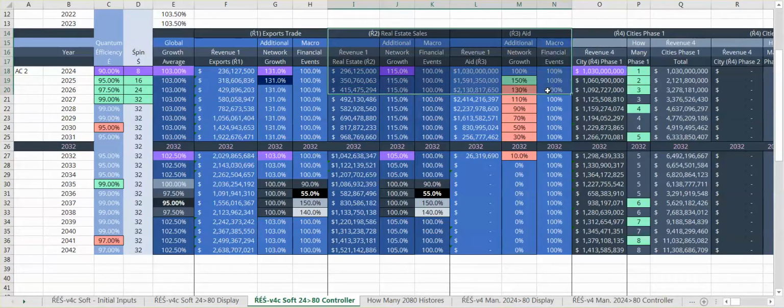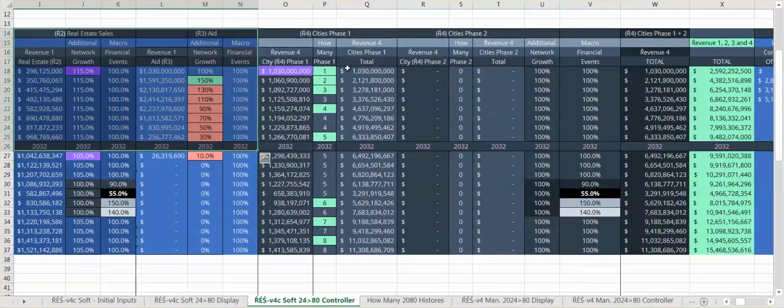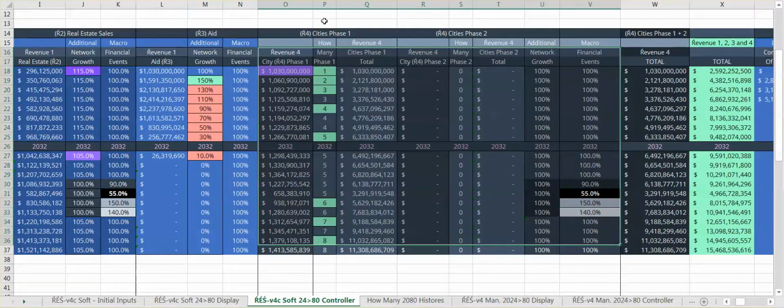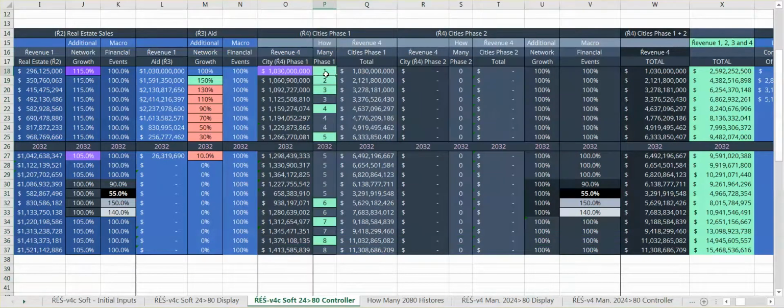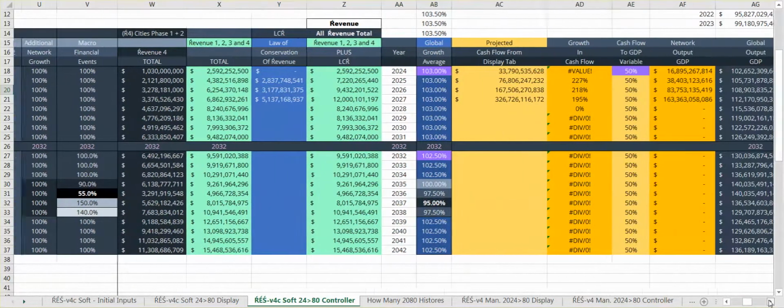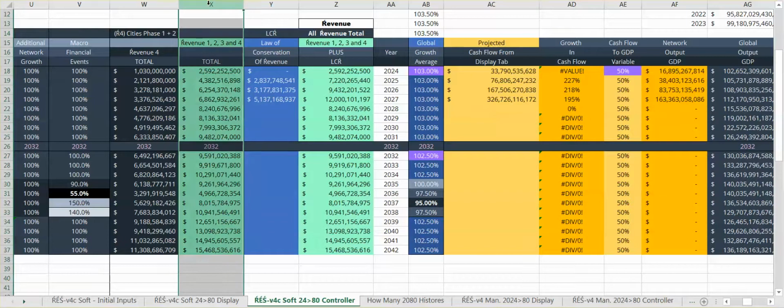R2 is real estate sales, R3 is aid, and in R4 we have cities, and we can see how many cities in column P. In X we have a total for revenue 1, 2, 3 and 4. In Y we have the law of conservation of revenue, and in Z we have all revenue.